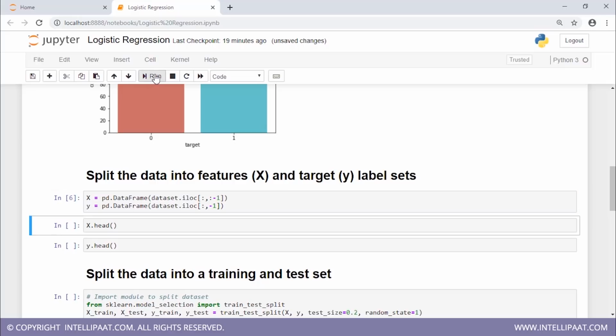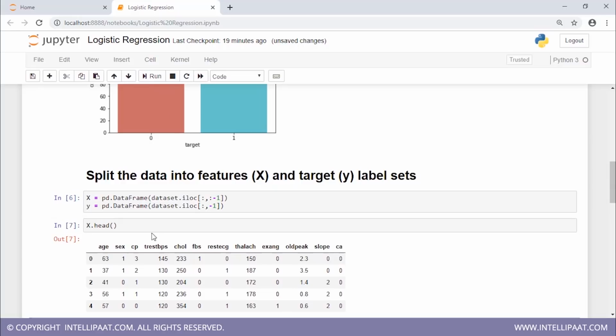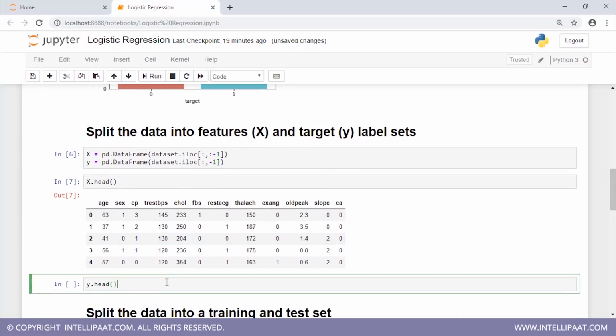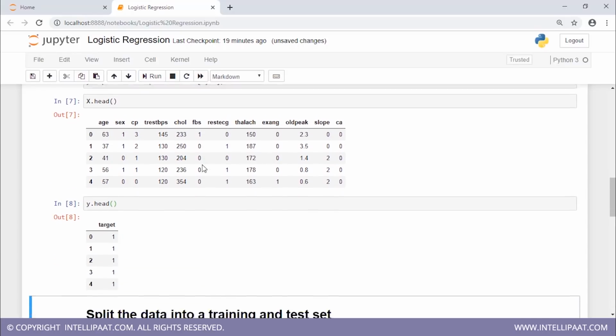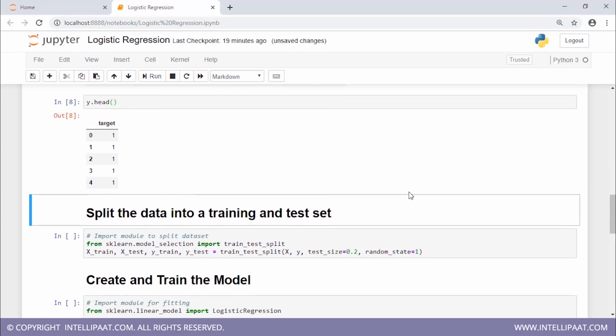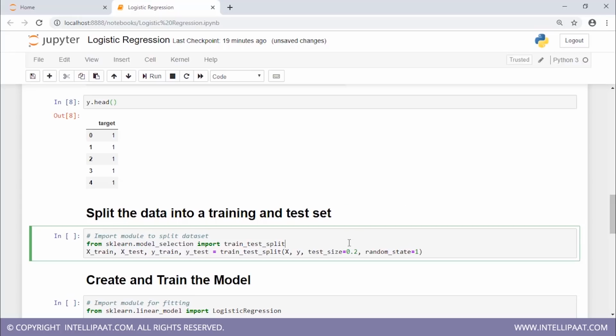Now let me have a glance at these individual independent variables and the target variable. So x.head gives me all of the independent variables, and y.head gives me the target. Now that we have our independent variables and the dependent variable, let me go ahead and divide this dataset into training and testing sets.